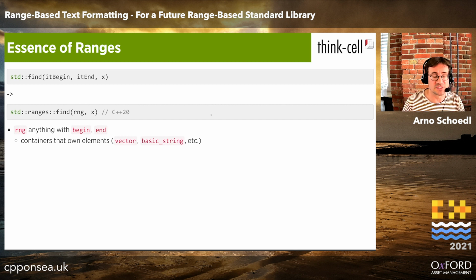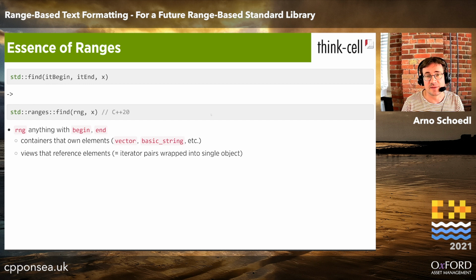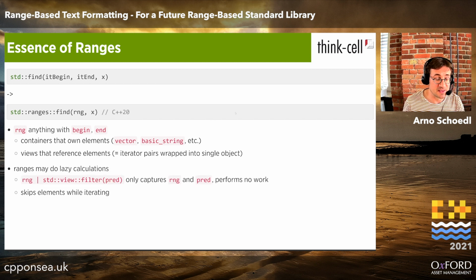These things encompass containers, and they own their elements. That's like the vector and the basic string, but also what the standard library calls views, and they just reference their elements. It's essentially an iterator pair wrapped into a single object. Both can be used wherever a range is expected. A special thing that goes beyond this whole iterator idea is that ranges may do calculations. They may do things on the fly while you are iterating over them.